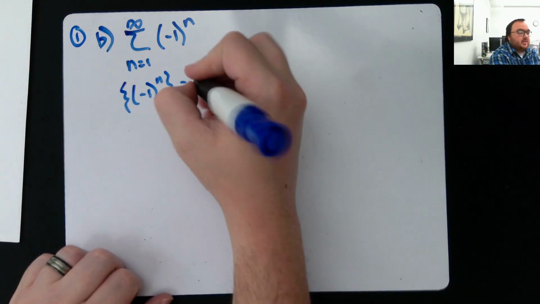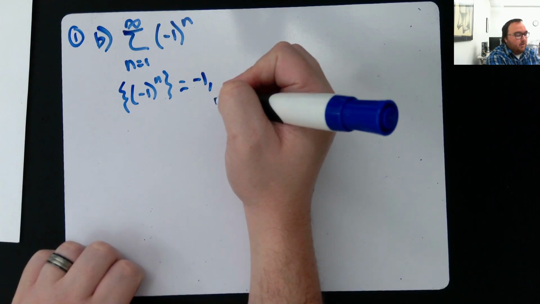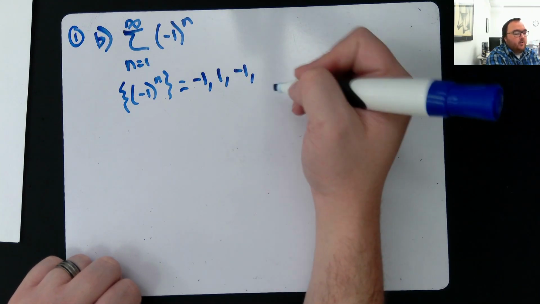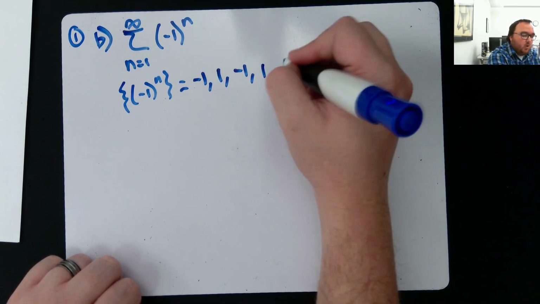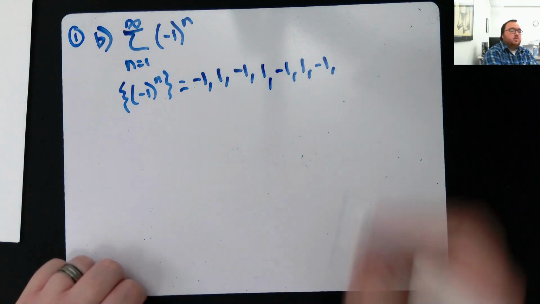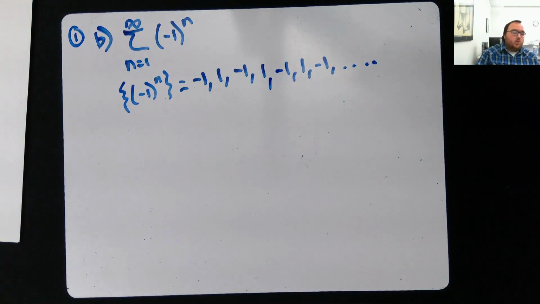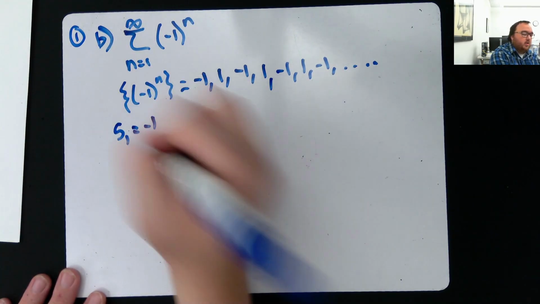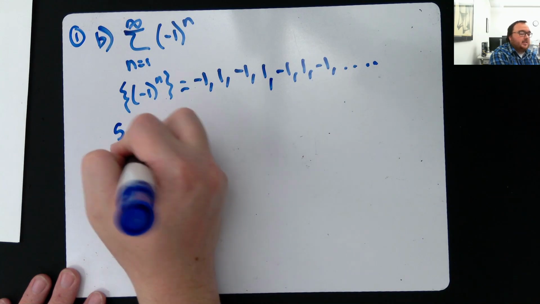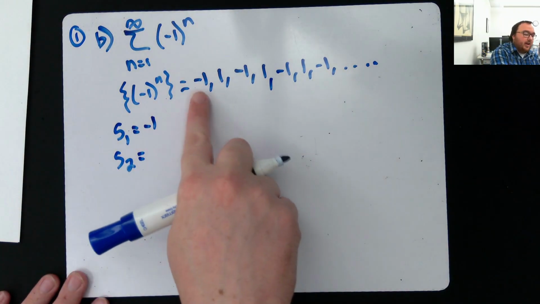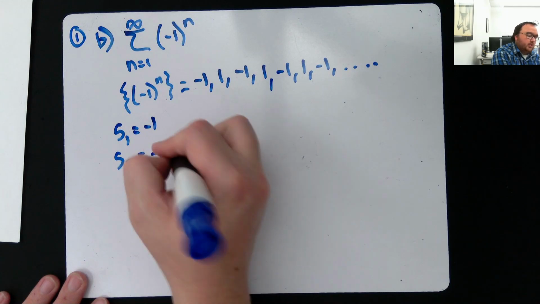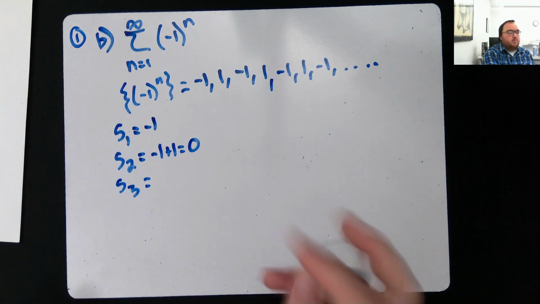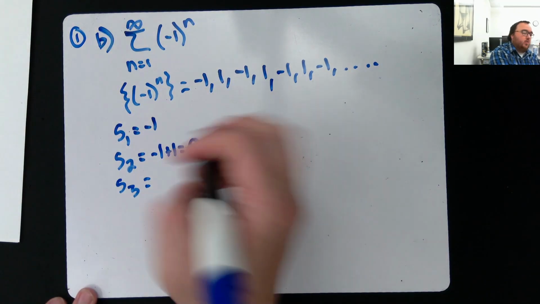Negative 1 to the first is negative 1. Negative 1 squared is 1. Negative 1 to the third is negative 1. Negative 1 to the fourth is 1. And it will just keep going like that, right? On and on. So S1 is the sum of my first term, which is just negative 1. S2 would be the sum of my first two terms, so negative 1 plus 1, which is 0. S3 is the sum of my first three terms, negative 1 plus 1 minus 1, which is negative 1.